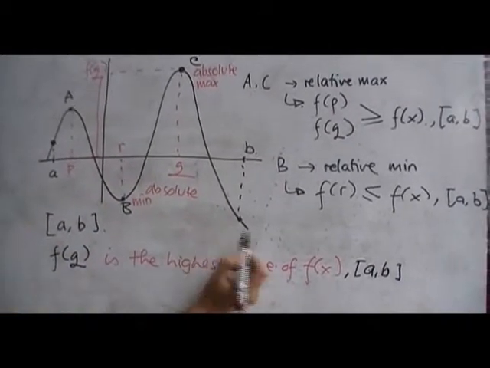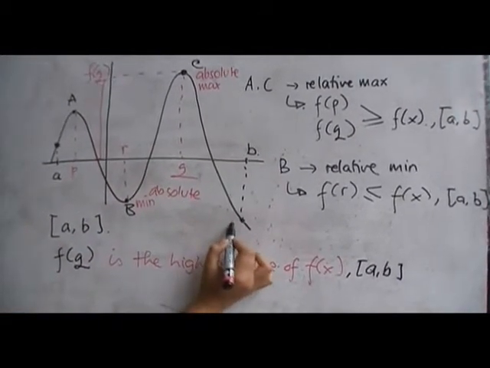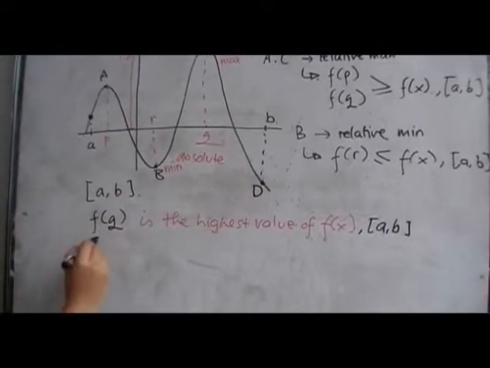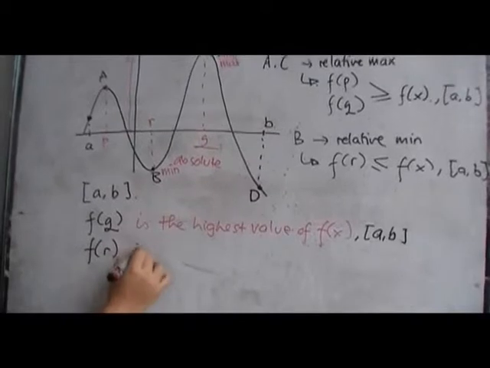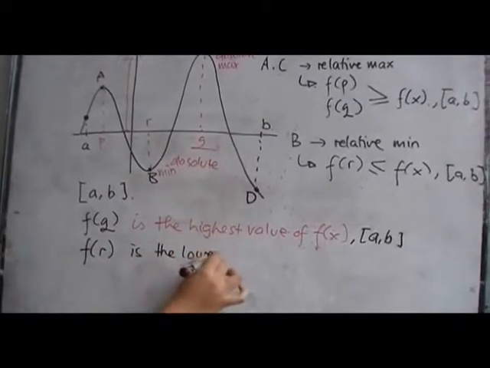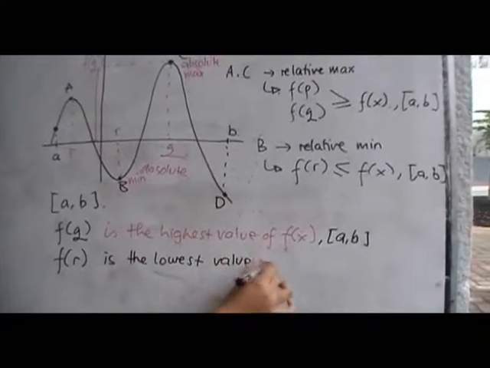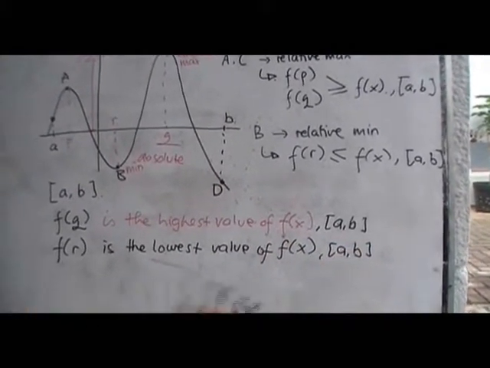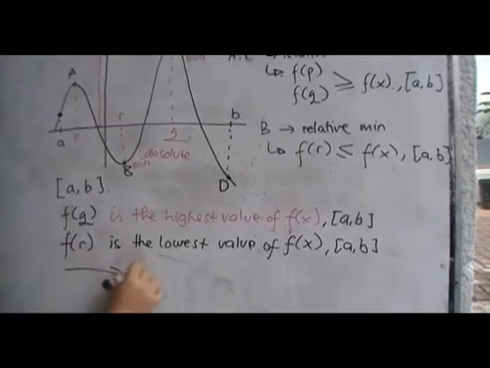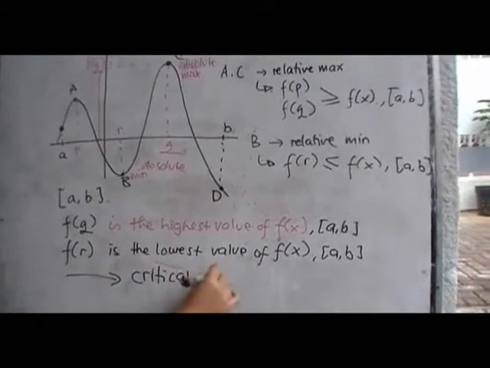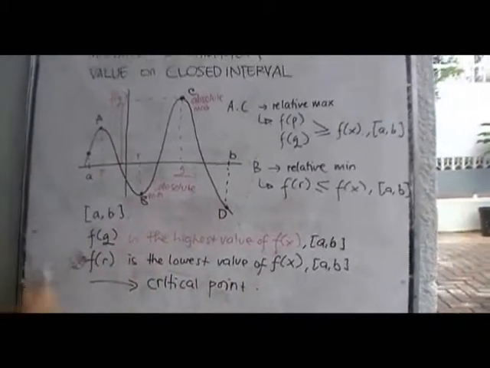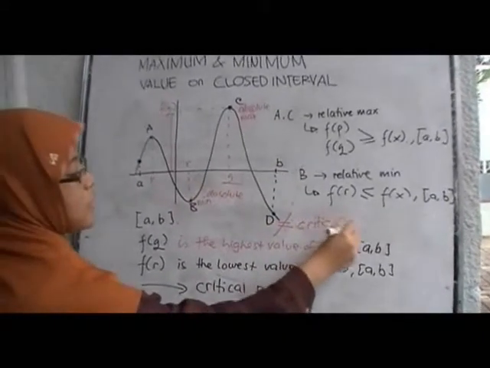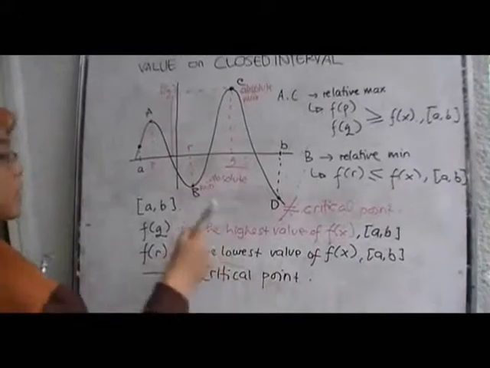Why don't I choose this point D? Because this point D is not a critical point. f(R) is the lowest value of f(x) in this interval, and R is a critical point. That's why I don't choose D, because D is not a critical point. That's the problem.